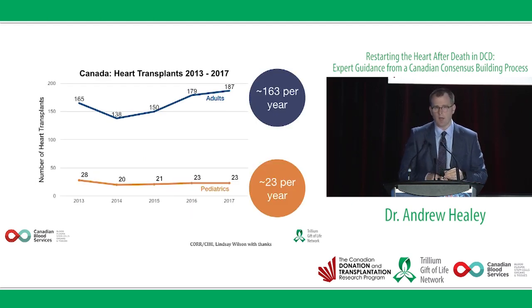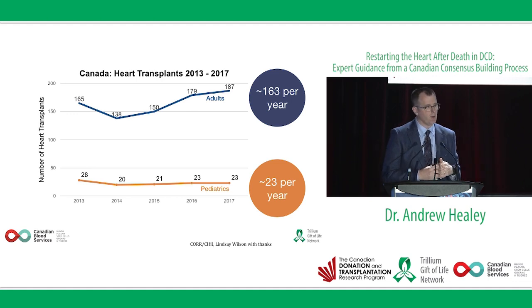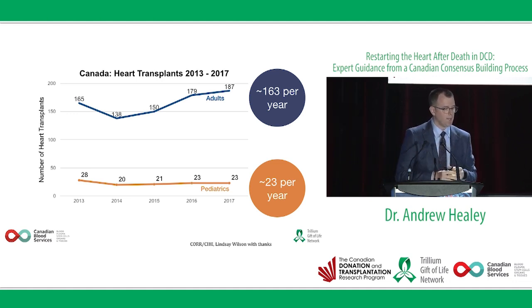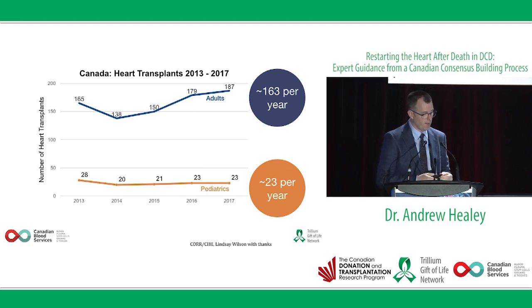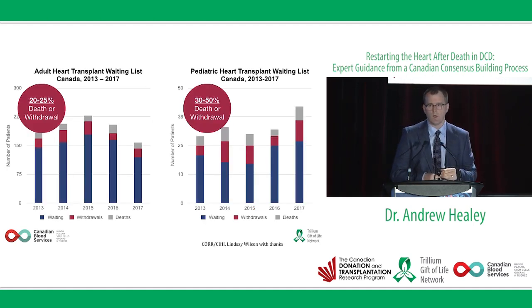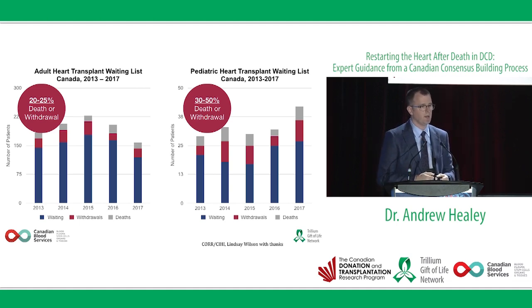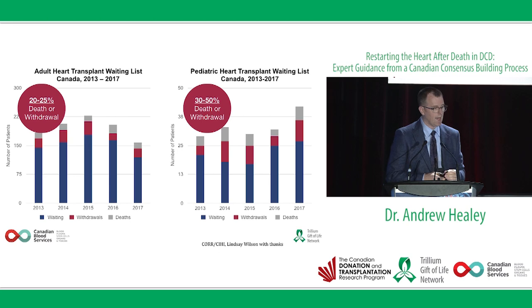In Canada, we do about 163 adult heart transplants a year. I use "we" really loosely there. And we do about 23 pediatric heart transplants per year. The question is, what's the urgency to this? And I don't think it's a mystery to us that there are deaths on the transplant list. In the adult heart transplant waiting list, there's about a 20 to 25% death or withdrawal rate. And in the pediatric heart transplant list, there's about a 30 to 50% withdrawal rate.